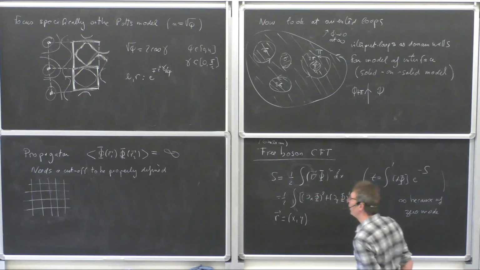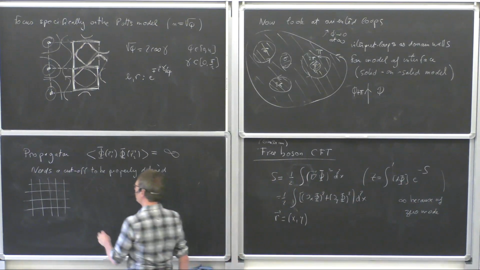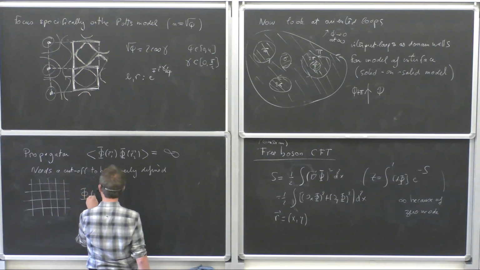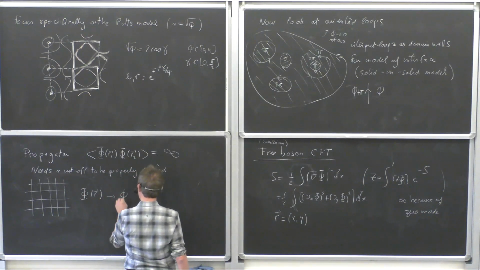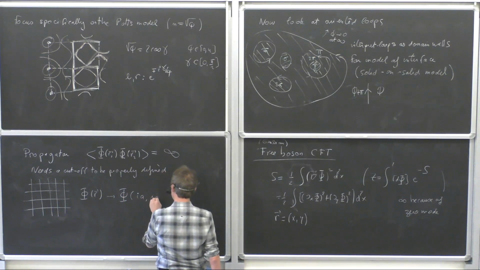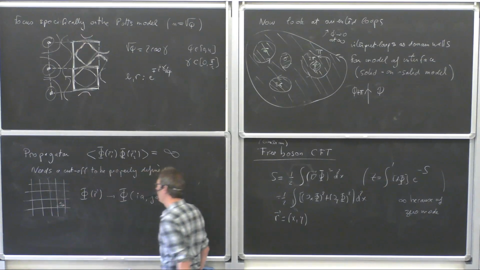So what you do if you want to define this kind of theory properly is you need to define phi on the lattice. So phi of R becomes phi of, let's call the coordinates i and j, iA and jA, where A would be the cutoff, okay?